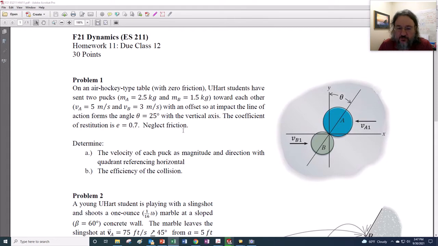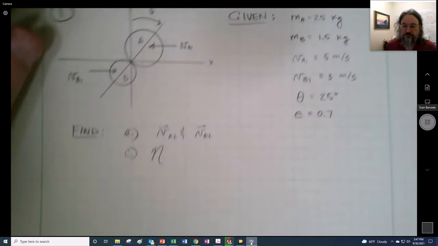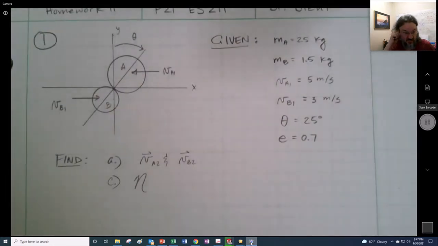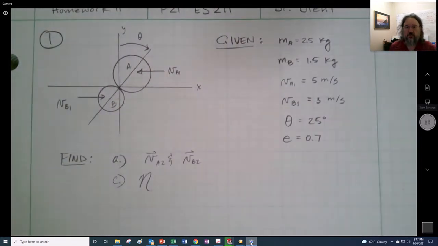We're going to neglect friction, and we want to find the velocity of each puck. We want to find them as a magnitude and direction with respect to horizontal, with a quadrant. Okay, so I've set up the problem on my paper, and here's all the information that we need.